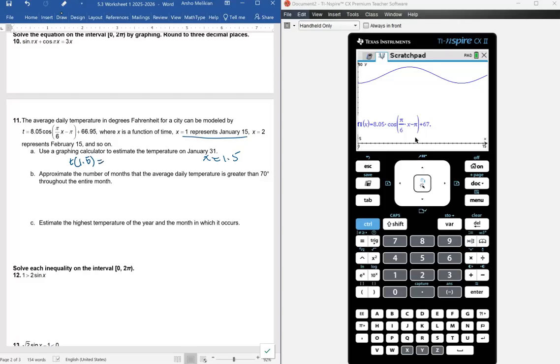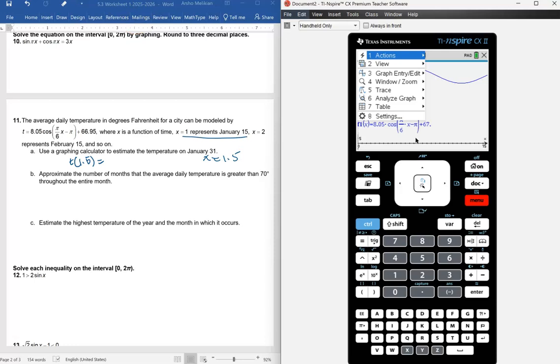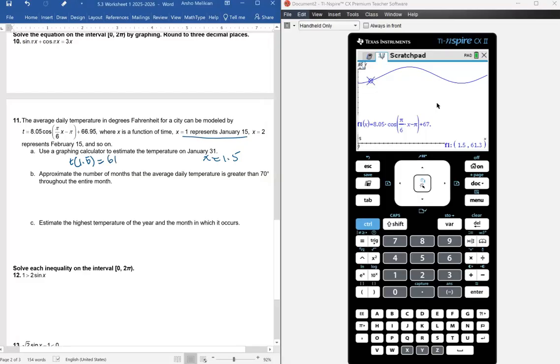So here's how I find this. There are several ways. My favorite is menu, trace, graph trace. And when you're in trace mode, you can manually type in any point you want for x. Here, this is at 7.5, but I'm just going to type in 1.5. You see that? It says 1.5. Enter, and you get 61.3. So it's 61.3 Fahrenheit.